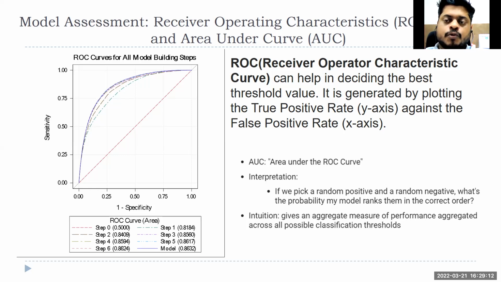how accurately your model can identify any random positives and negatives, right?